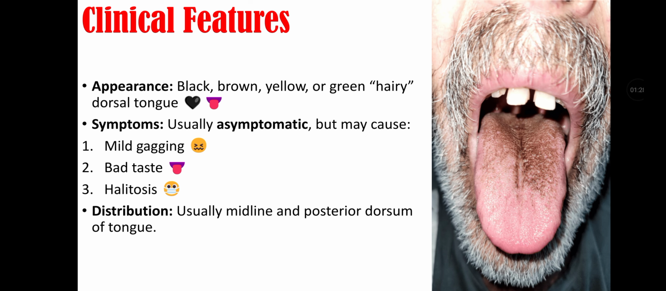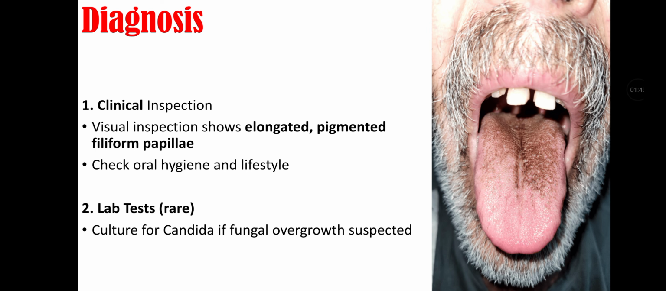Clinical features of black hairy tongue. Appearance is a black, brown, yellow, or green hairy dorsal tongue. It is usually asymptomatic, and it may cause mild gagging, bad taste, and halitosis. Distribution, it is usually midline and on the posterior dorsum of the tongue.